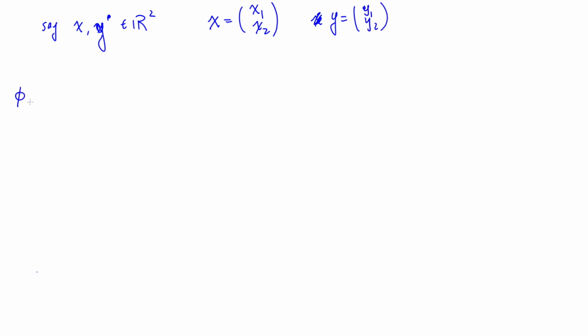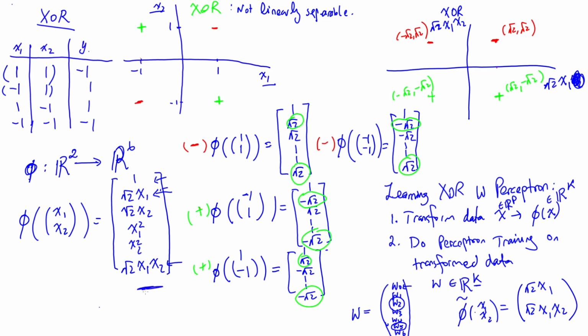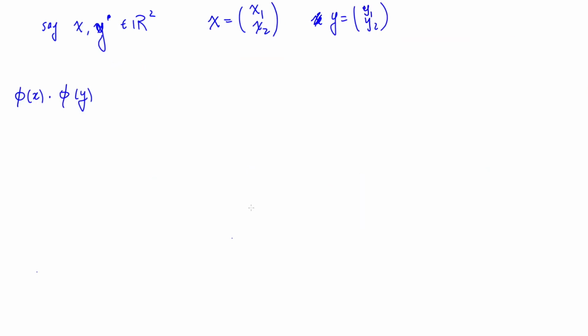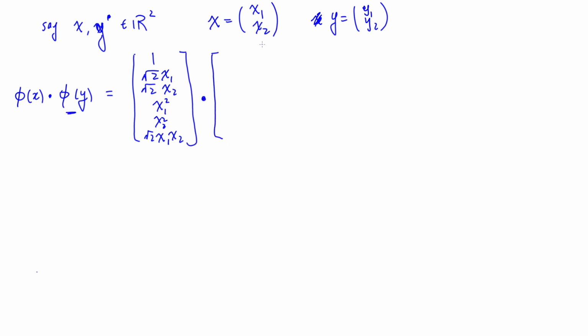Let's say I take the dot product between the feature transformation of x and y under this 6-dimensional feature transformation. Remember I have to do this for all cases; this is just a 6-dimensional dot product. It could be much larger, but I just want to illustrate the idea. So this is the dot product of (1, root 2 x1, root 2 x2, x1 squared, x2 squared, root 2 x1 x2) with the feature transformation of y: (1, root 2 y1, root 2 y2, y1 squared, y2 squared, root 2 y1 y2).